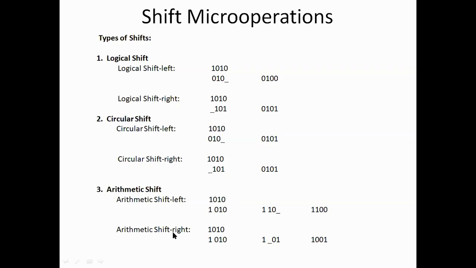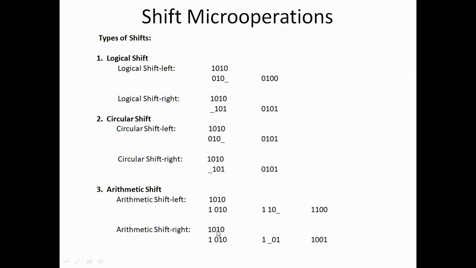Let us see arithmetic shift right. So let us say the number is 1010. 1 is the sign bit and the magnitude is 010. Shift the bits to the right. So 01 will go to here and an empty place is here. This will be filled with 0. So the answer will be 1001.